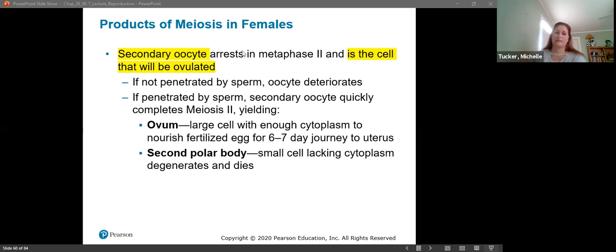If it is fertilized, then it rapidly completes meiosis 2, yielding the ovum, which will join with the sperm DNA to create a zygote. And then the second polar body, with the other half of the genetic material, is excreted, kind of exocytosed, divided out into a second polar body. If not fertilized by a sperm, the secondary oocyte will deteriorate.